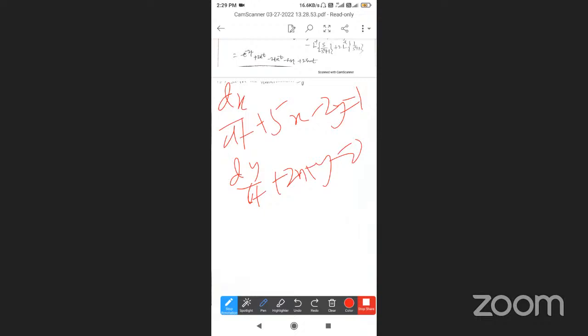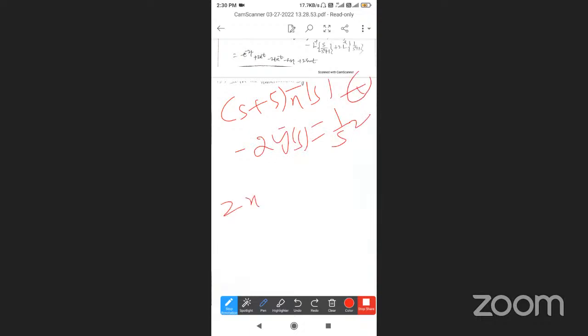So we have to take the Laplace transform of both equations. The Laplace transform of the right side t is 1 by s square. So the first equation gives s times x bar of s minus x of 0, plus 5 times x bar of s, minus 2 times y bar of s, is equal to 1 by s square. Now we simplify. We have two equations to solve for x bar and y bar.